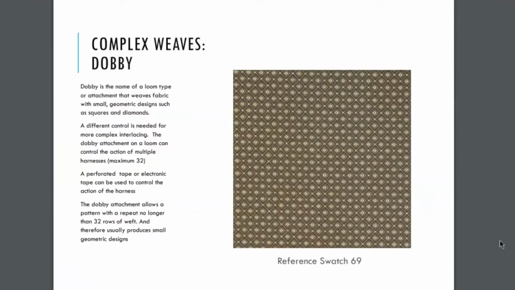So when we look at both the Dobby loom and the jacquard loom, early jacquard looms use something similar to what old computers used to use, like a punch tape. And a perforated tape or electronic tape today can be used to control the action of the harness. So you'll kind of start to see what I mean as we go through the slides.